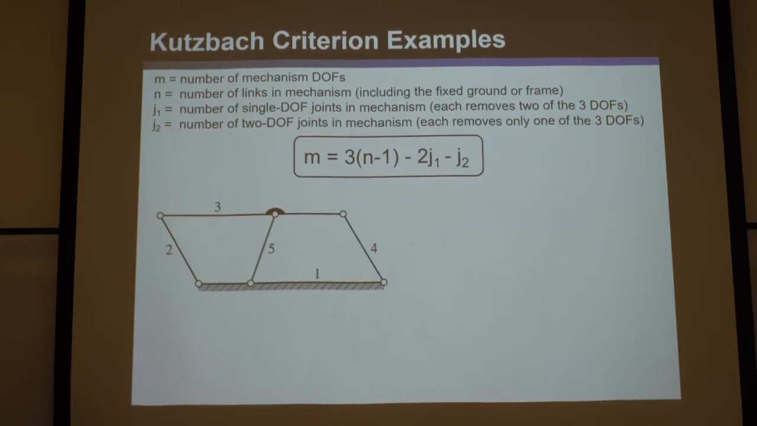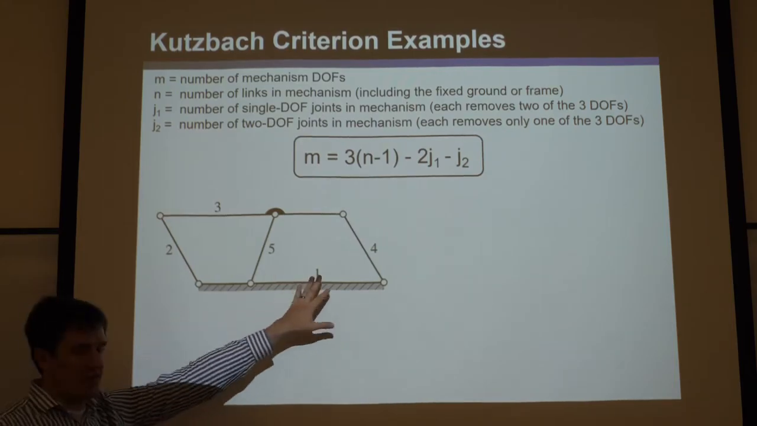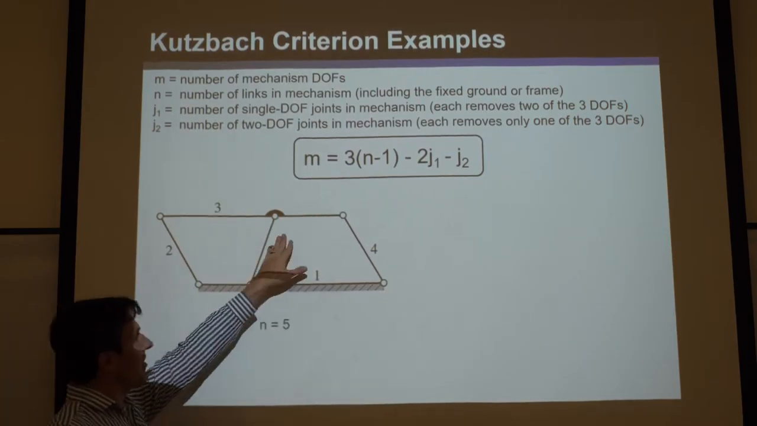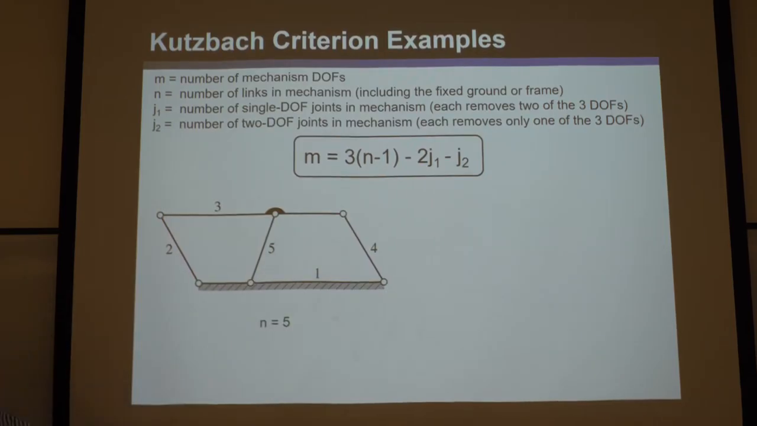You ask yourself, what's the mobility of this? Well, they've labeled everything for you. Notice again, the ground is 1. The ground is usually always labeled 1. And here's a bridge, so this is just all 3. That's 1 straight link. Okay, so let's count. What is n? Well, it's 5, obviously. So 1, 2, 3, 4, 5. And if it wasn't obvious enough, they labeled it for you.